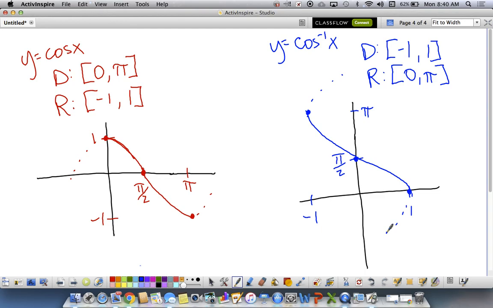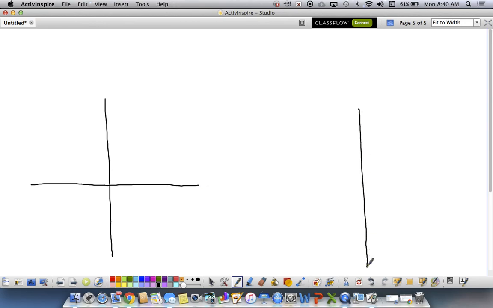What about tangent? y equals tan x. Do you want to give me the domain and range first? Because you're looking at your notes.